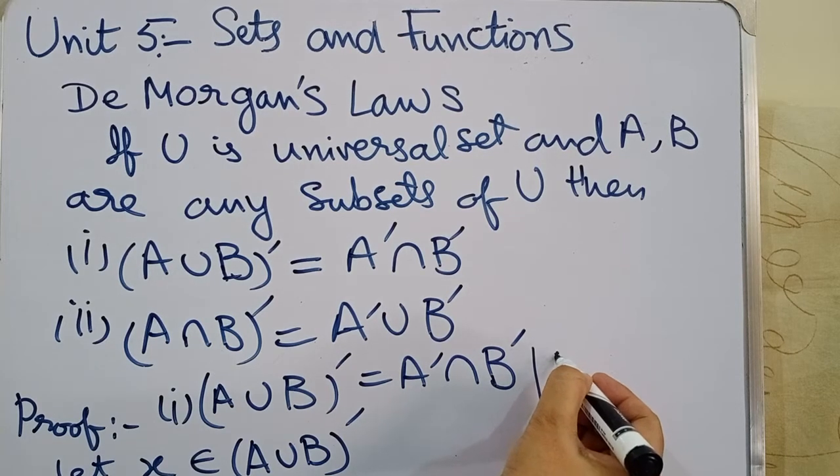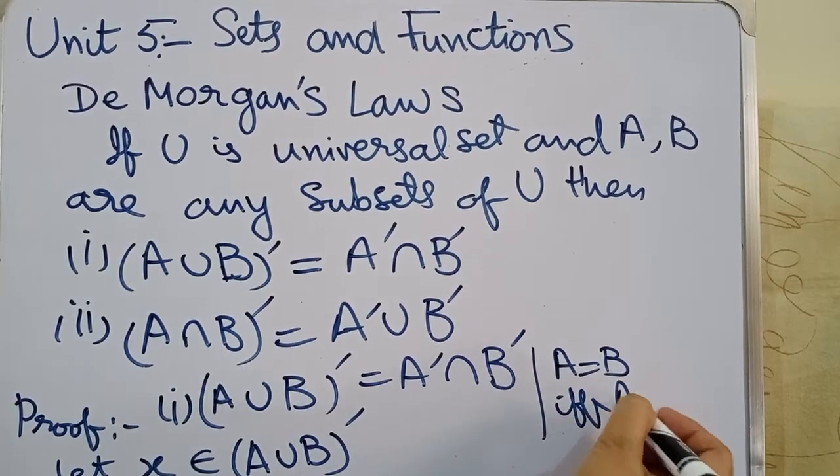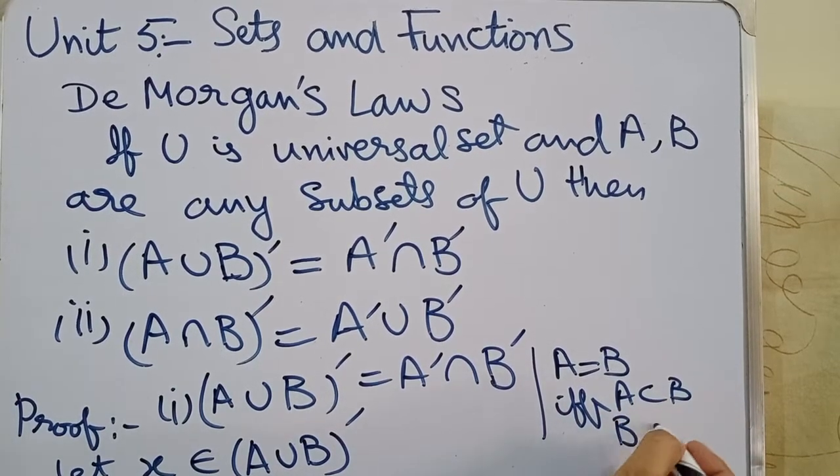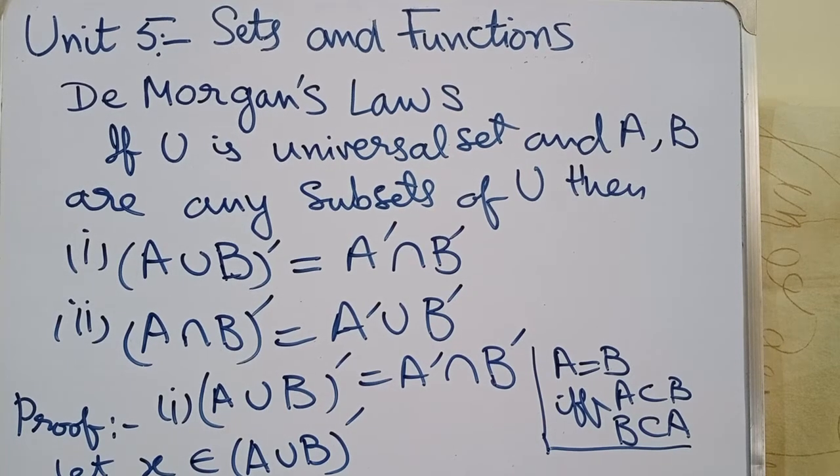Two sets A and B are equal if and only if A is a subset of B and B is a subset of A. This law we use for this proof. Here we observe that x belongs to (A union B) whole complement. It means x is an element of the universal set not contained in A union B, that is, not in set A and set B, both sets.